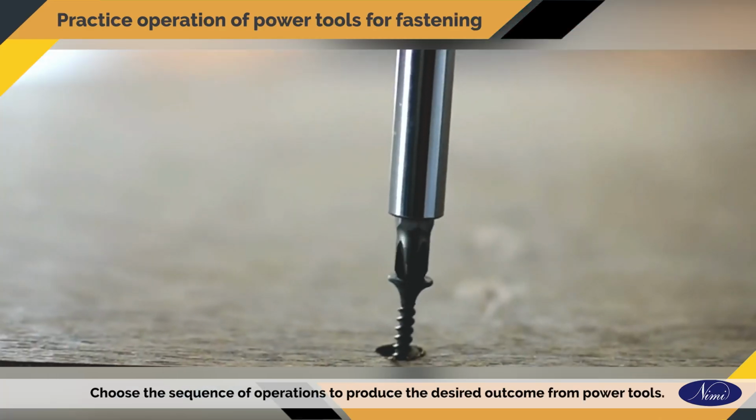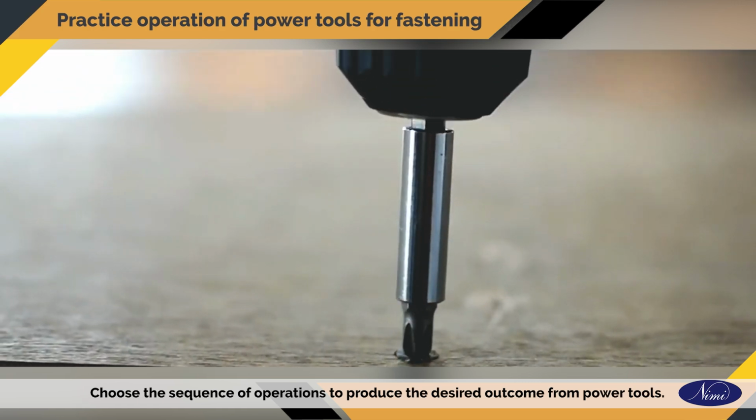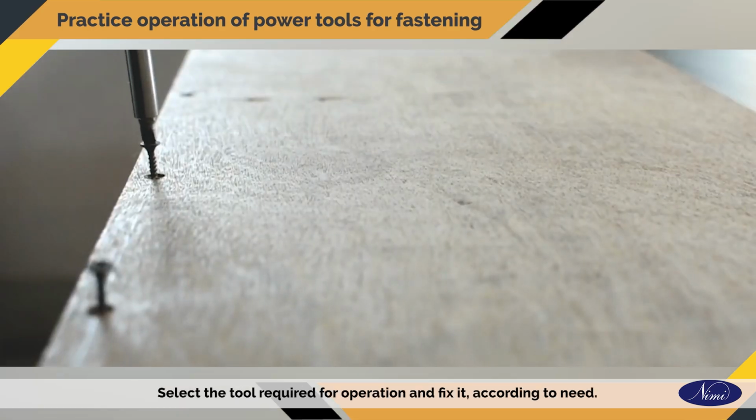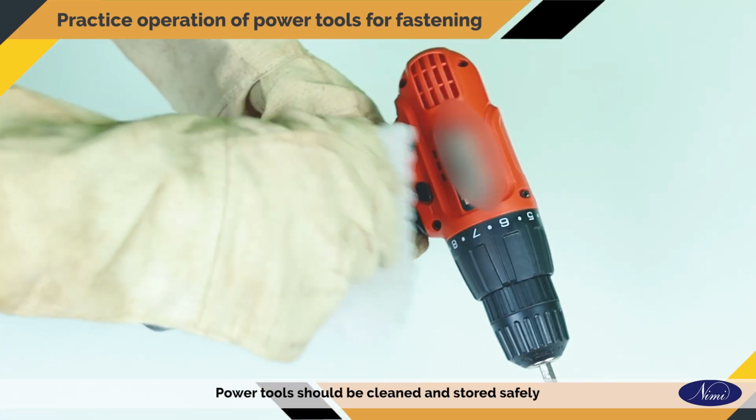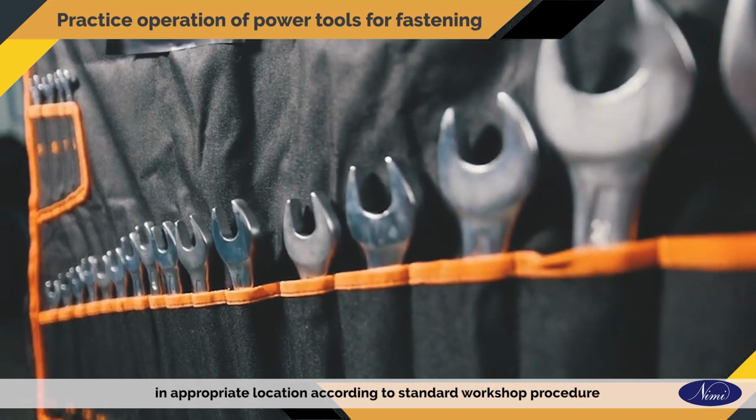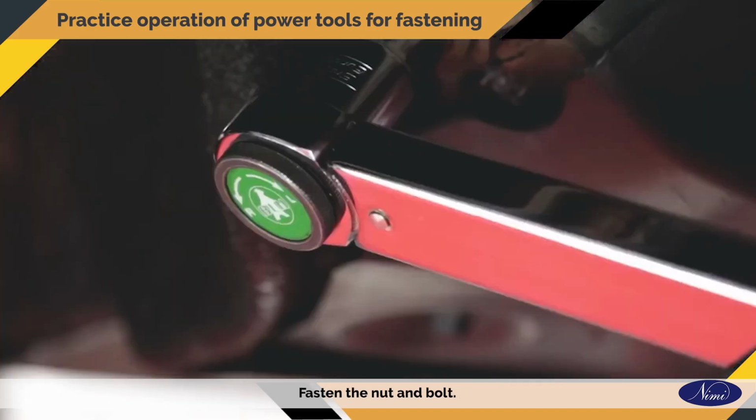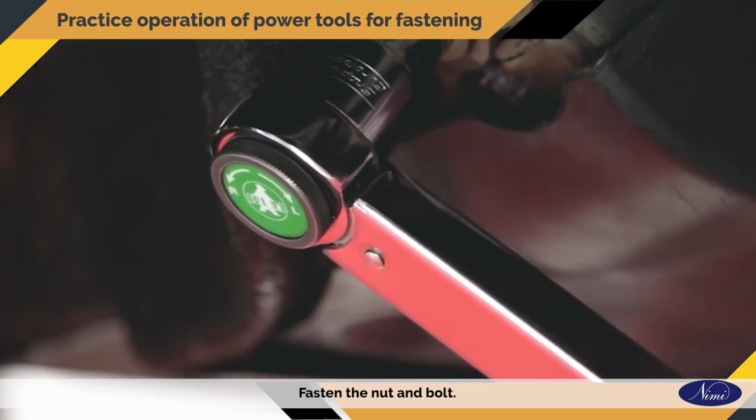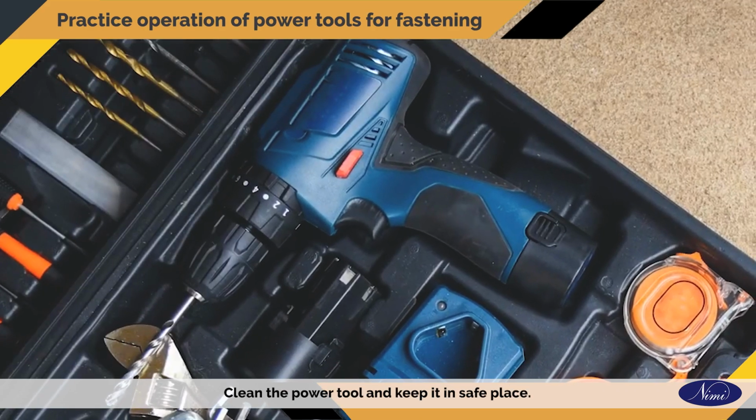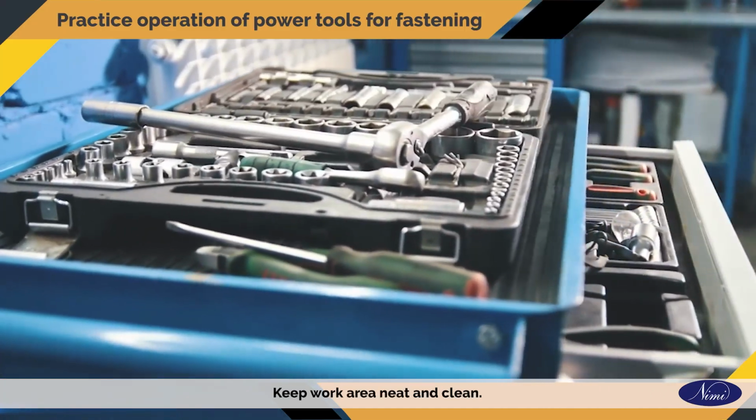Choose the sequence of operations to produce the desired outcome from power tools. Select the tool required for operation and fix it according to need. Power tools should be cleaned and stored safely in an appropriate location according to standard workshop procedure and manufacturer recommendations. Fasten the nut and bolt. Clean the power tool and keep it in a safe place. Keep the work area neat and clean.